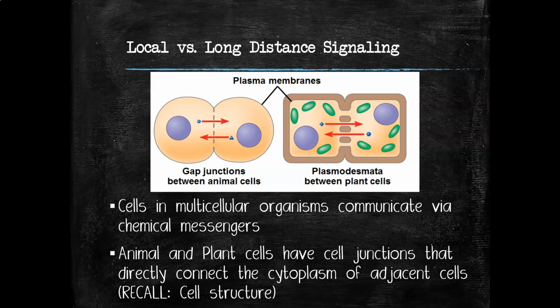So plants and animal cells actually have these cell junctions that directly connect their cytoplasms from one adjacent cell to the next in a tissue. If you go back to remembering what we talked about with cell structure, animal cells have channels that will connect one cell to the next in a tissue. Those are your gap junctions. Plasmodesmata exist between plant cells in a plant tissue. This just helps to speed up that local signaling by their ability to create molecules that don't have to go outside of their cell membrane in order to make it to the next cell.